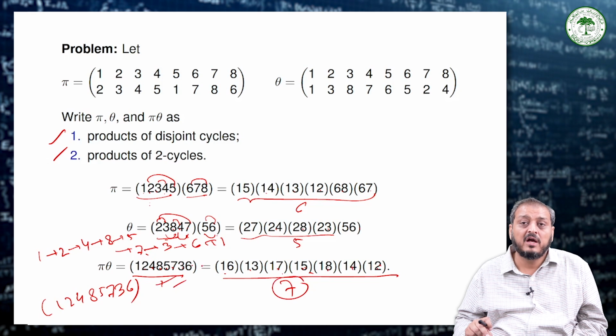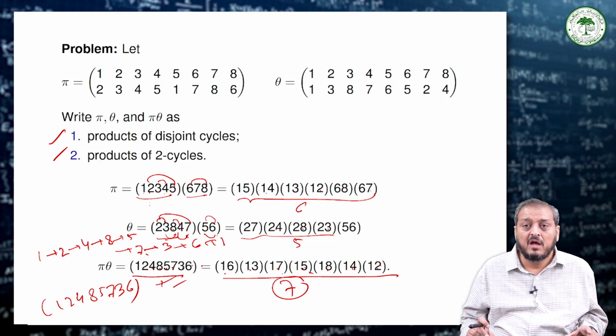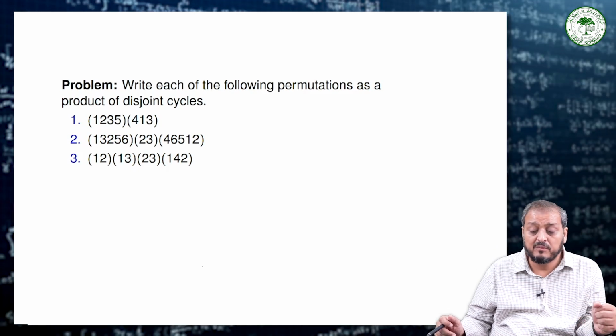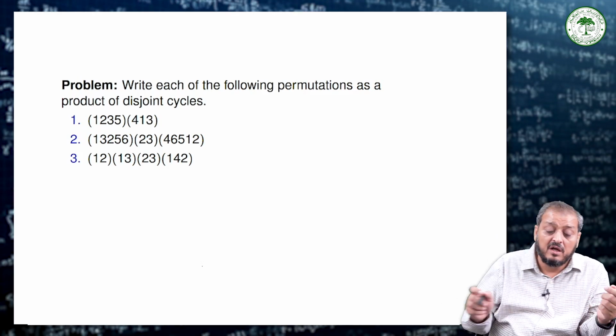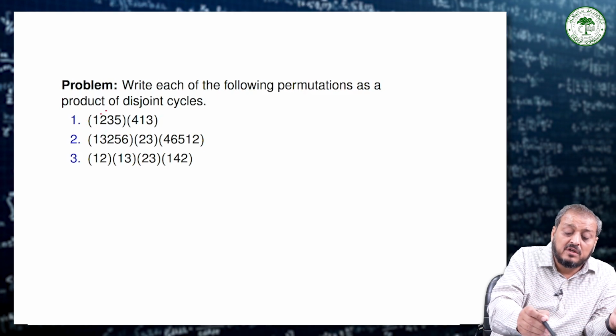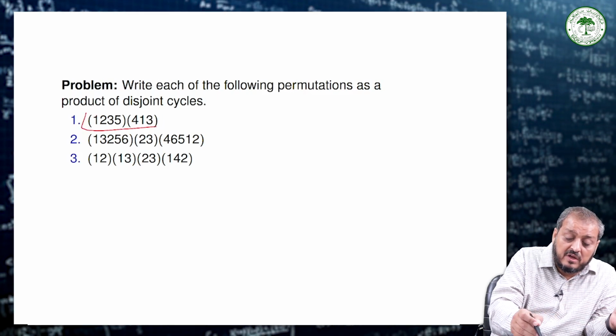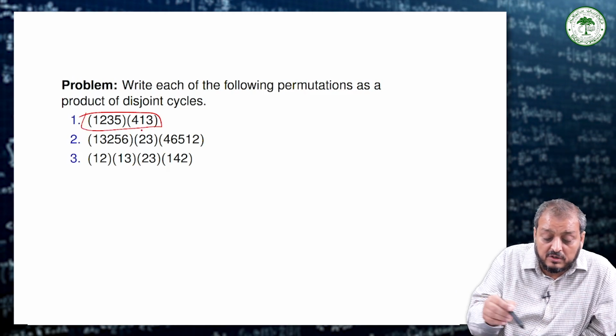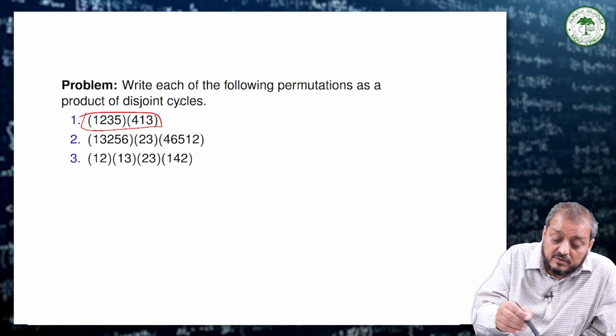So, now I think this is clear. We move to the next. Write each of the following permutations as a product of disjoint cycles. Now, clearly this is not disjoint, so we have to write this as disjoint cycles. We clearly say that 1 3 4 is not disjoint, so we can start from the back side.